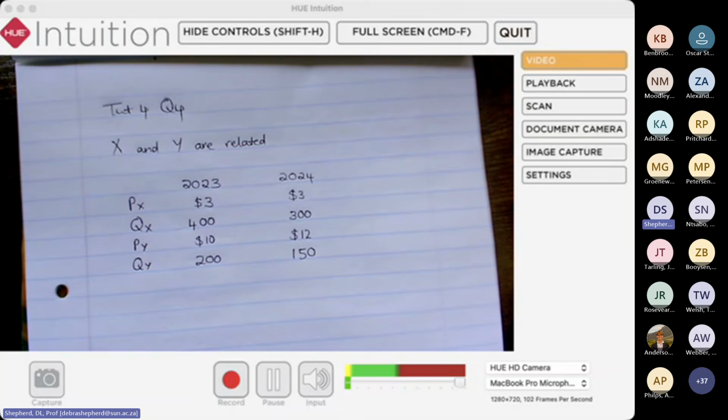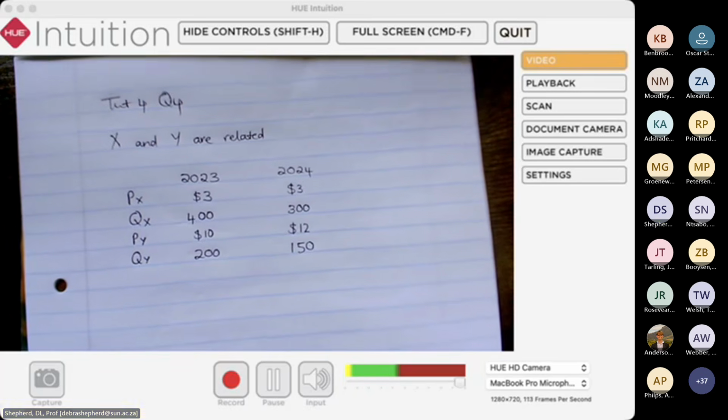Now, we could actually calculate a few elasticities with the information in this question. So I'm first going to calculate the cross-price elasticity, but then we can also calculate the price elasticity of demand of X and the price elasticity of demand of Y. Those are also possible with the information given here.